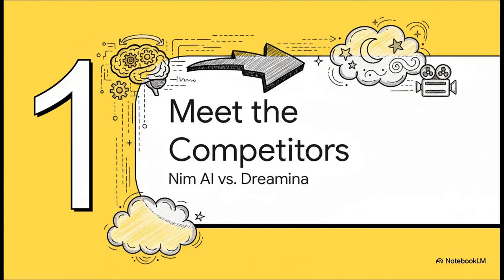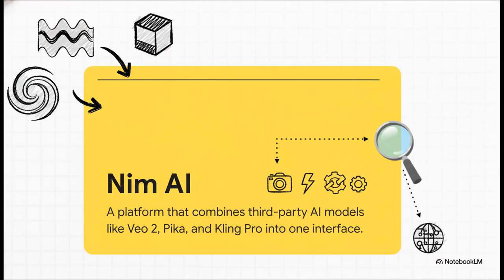Okay, so let's properly meet our two contenders. You've really got to understand what they are deep down, because it explains pretty much everything about how they work and what they can do. First up is Nim AI. Now, this is where it gets super interesting, because Nim isn't actually one single AI model. Think of it more like an all-access pass or a buffet of the world's best video AIs. It brings together the heavy hitters like Google's VO2, Pika, and Kling Pro all in one place. This means you're basically never stuck with just one flavor, which is amazing if you love to experiment.